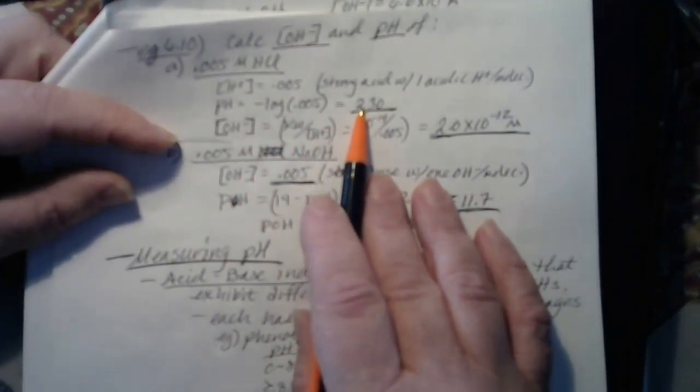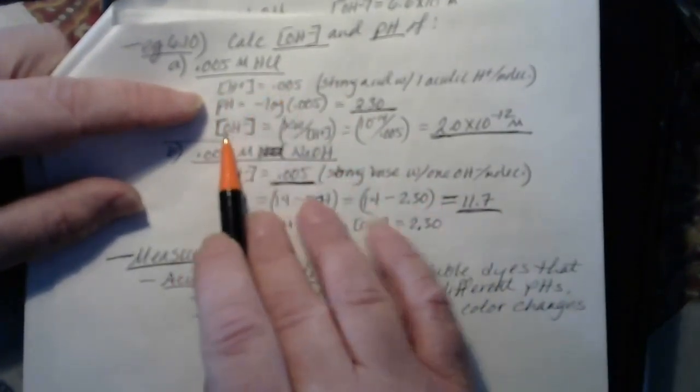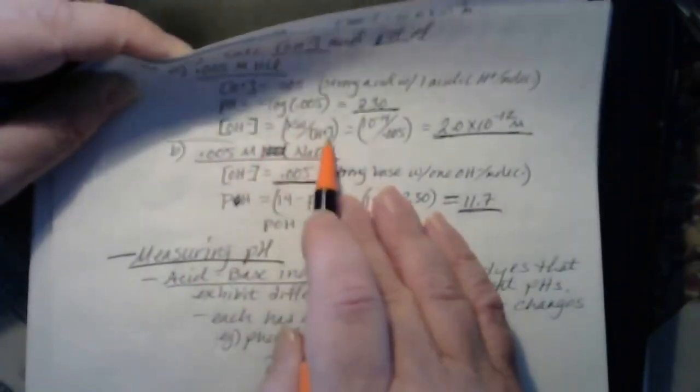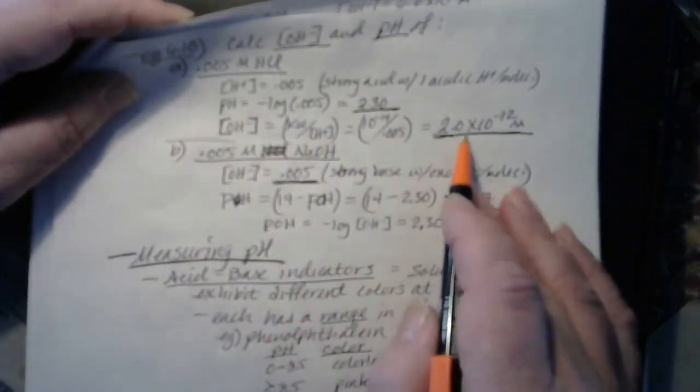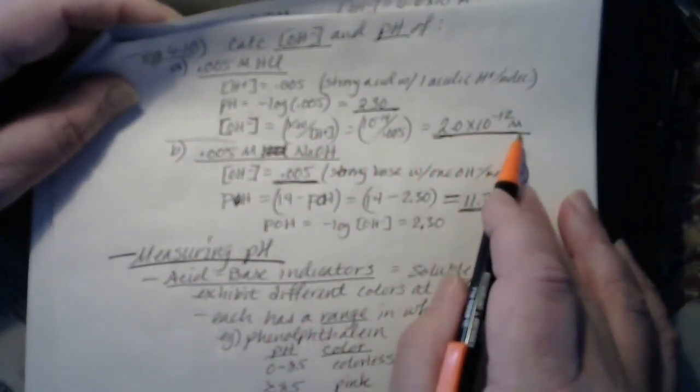So now that we know the pH, we can go back to the original information and find OH minus. The original information was that H plus is equal to 0.005. So the OH minus concentration is going to be Kw divided by that, 10 to the minus 14 divided by 0.005, and that will be 2 times 10 to the minus 12 molar.